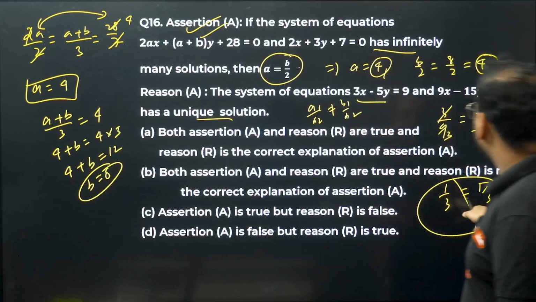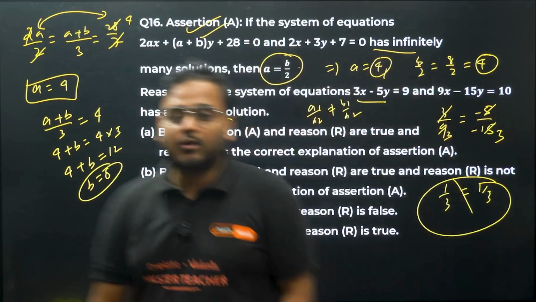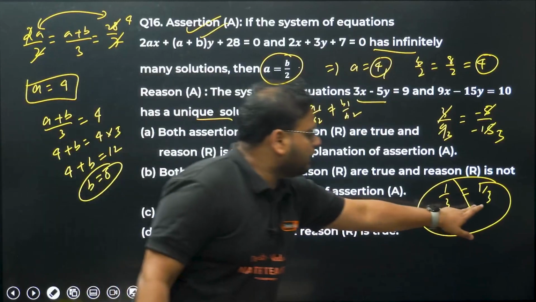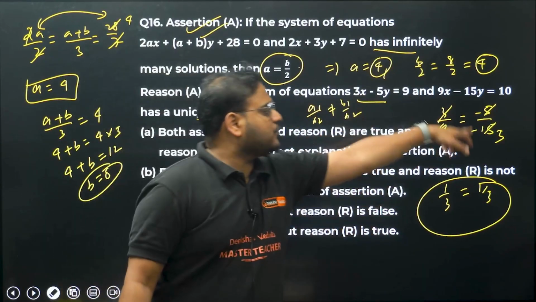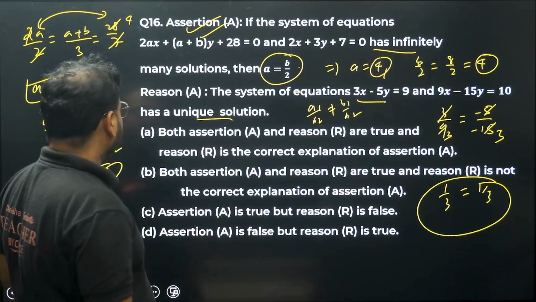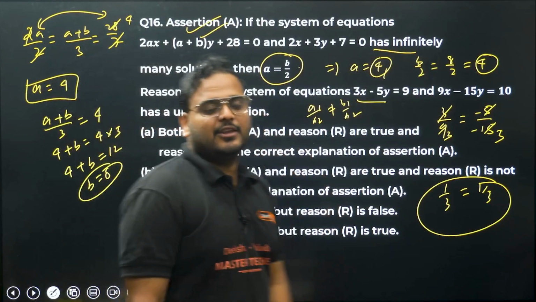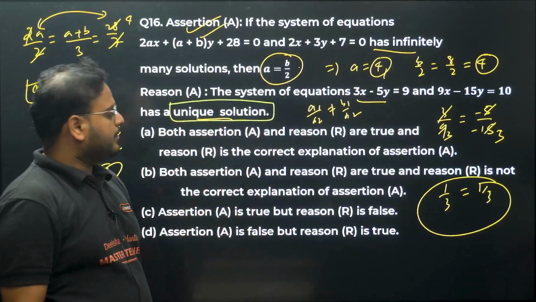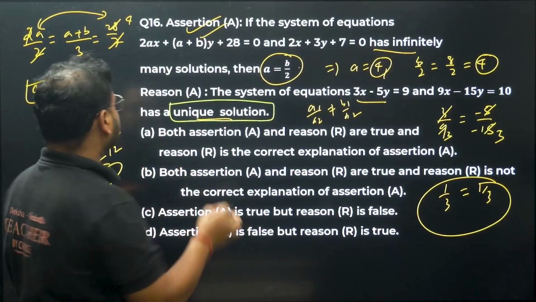But in this case, we are getting equal to, right? Please check. Over here, we are getting equal to. This is 1 by 3, this is also 1 by 3. If you check the coefficient of x and y, it means they are equal. Not possible. It cannot be unique solution. It means assertion is true, reason is false.